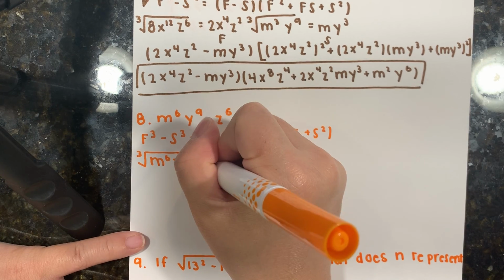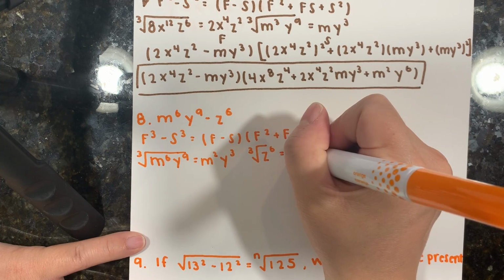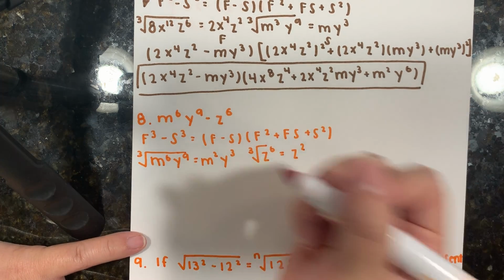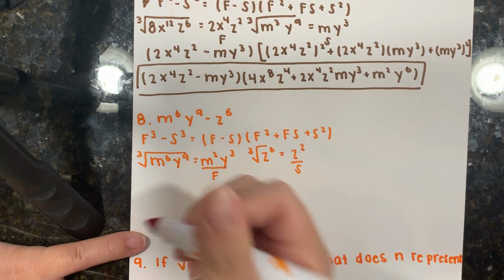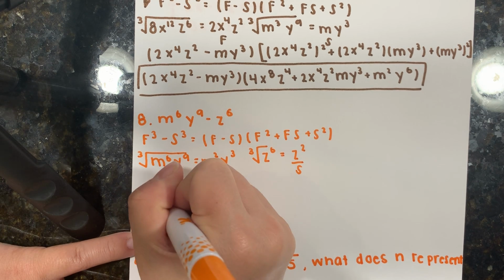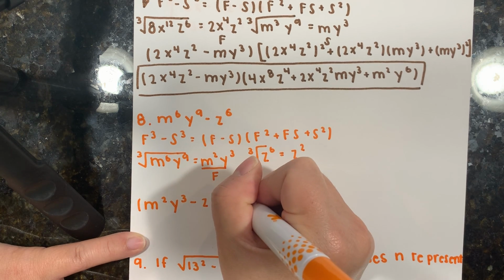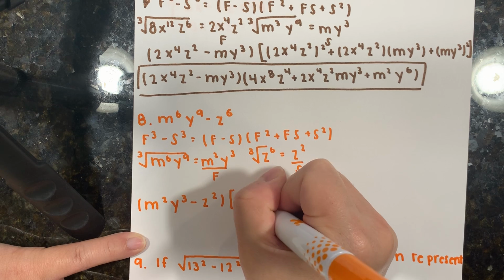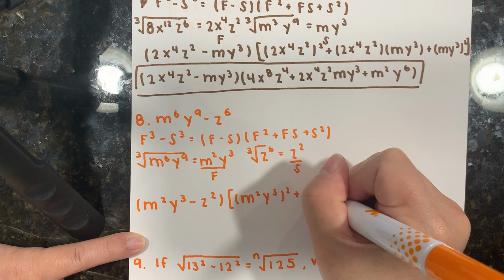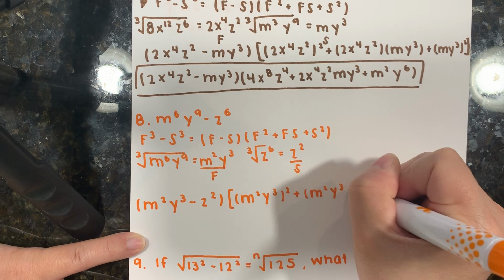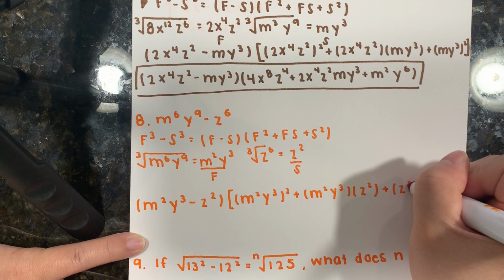So 6 divided by 3 would be m squared. 9 divided by 3 is 3. 6 divided by 3 is 2. This right here is your F. This right here is your S. So now m squared y to the third minus z to the second times m to the second y to the third squared plus m to the second y to the third times z to the second plus z to the second squared.